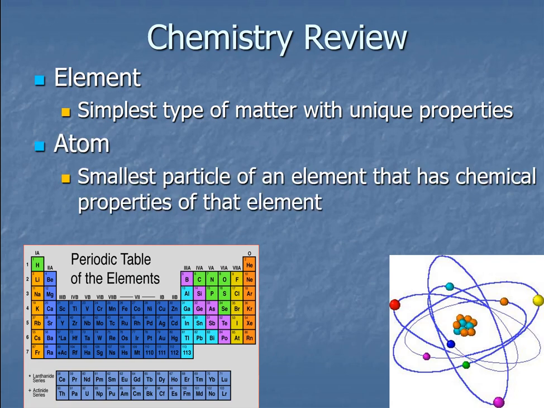All right, and then some terms that you should remember from chemistry: element and atom. So element, you've all seen the periodic table of elements, and here it is right here. And basically an element is just defined as the simplest type of matter with unique properties. And then an atom is the smallest particle of an element that retains the chemical properties of that element. And so you may remember what an atom looks like, an atomic structure, which I'm going to show you on the next slide, but an atom has a nucleus and then these shells going around it.